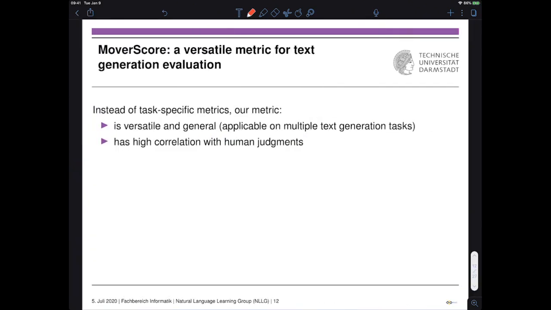Now I will introduce MoverScore. First, we know that previous metrics are often task specific. For example, BLEU score is proposed for machine translation, while ROUGE score is proposed for text summarization. But our proposal is to provide a versatile metric which can be used on a number of text generation tasks.